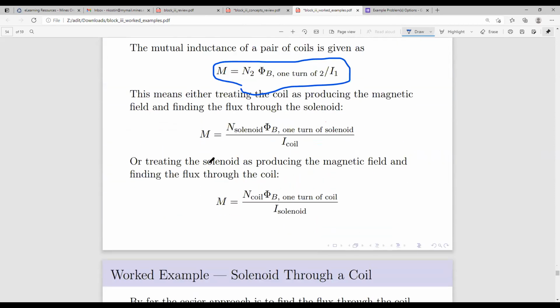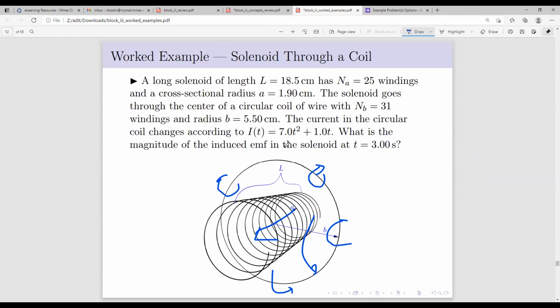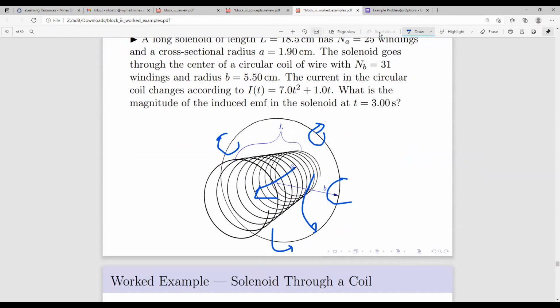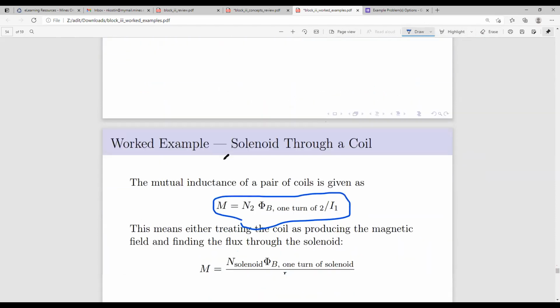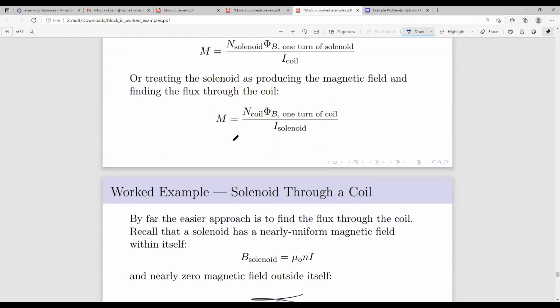Or we can treat the solenoid as producing the magnetic field and finding the flux through the coil. So the alternative here would be that the solenoid is instead producing the magnetic field. So let's erase these. And the magnetic field produced by a solenoid is just going to be pretty uniform within the solenoid and pretty much zero outside the solenoid. And we can instead find the flux through the coil. Either approach works, but it's much easier to find the flux through the coil.